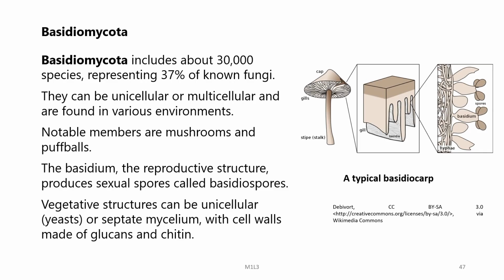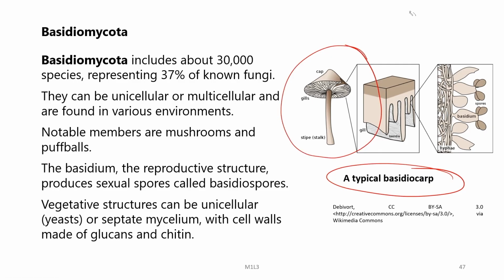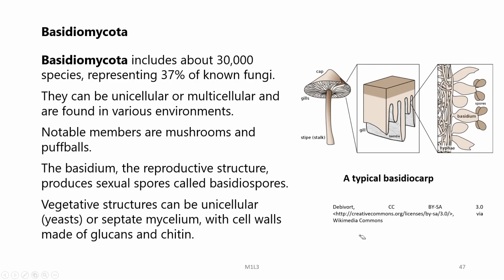The next is Basidiomycota, which includes about 30,000 species, and this represents around 37% of the known fungi. They can be unicellular or multicellular and are found in various environments. Notable members are mushrooms and puffballs, and you can see here a typical basidiocarp with cap, gill and stalk. The basidium, the reproductive structure, produces sexual spores called basidiospores.